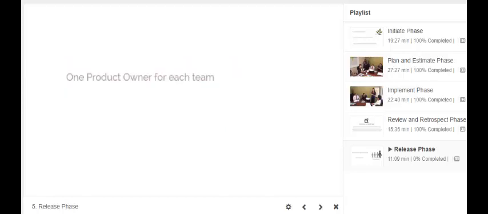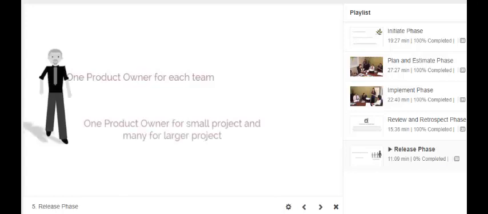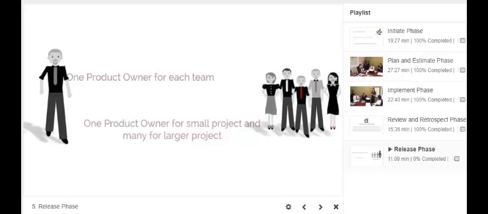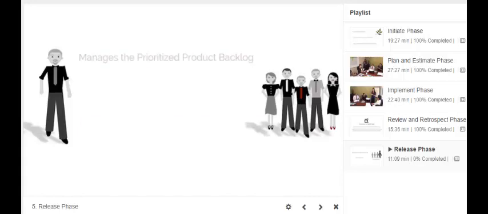Each Scrum team will have a designated product owner. A small project may only have one product owner, whereas larger projects may have several. These product owners are responsible for managing their sections of the prioritized product backlog. Product owners write the user stories and manage and groom the prioritized product backlog.